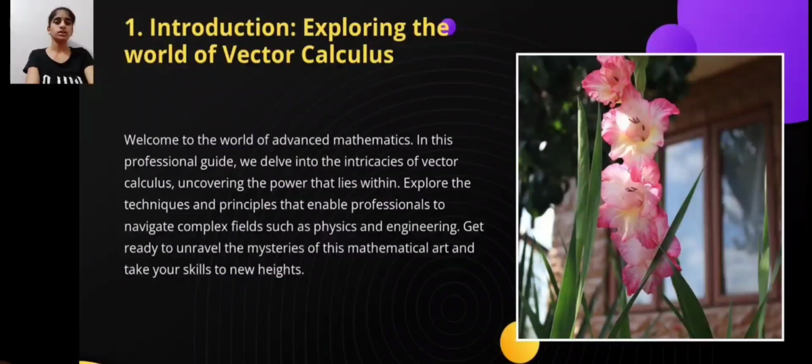We all know that vectors are used in the mathematics field. So, welcome to the world of advanced mathematics. In this professional guide, we delve into vector calculus, uncovering the power that lies within, and explore the techniques and principles that enable professionals to navigate complex fields such as physics and engineering. Get ready to unravel the mysteries of this mathematical art and take your skills to new heights.